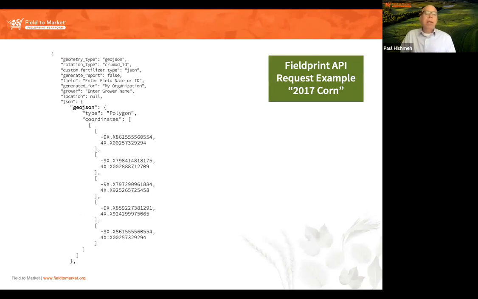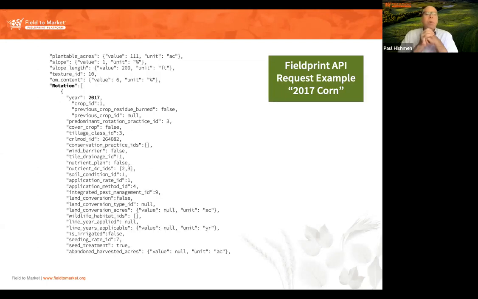This is just a quick example of a request, a fictitious 2017 corn calculator payload. You can see there is some preliminary information at the top. In this particular case, the rotation that's being passed is an existing CRL mod template that's not modified, so they're passing their ID. You see the GeoJSON for the coordinates of this field. Further down in that payload, you get to the rotation. That's really the guts of it.